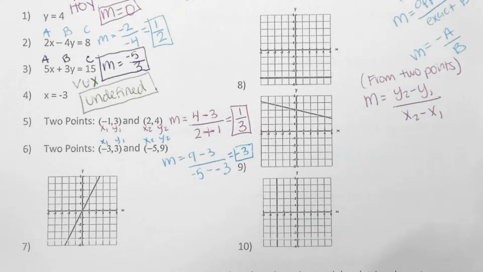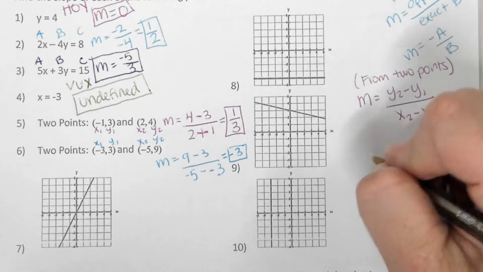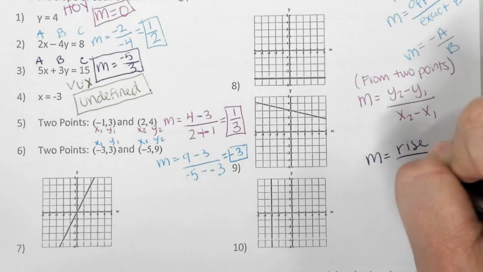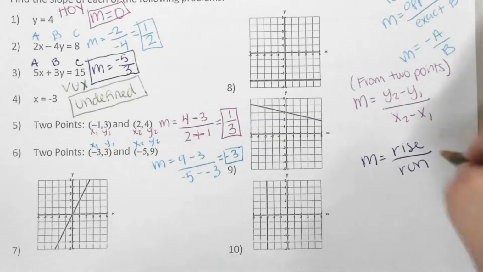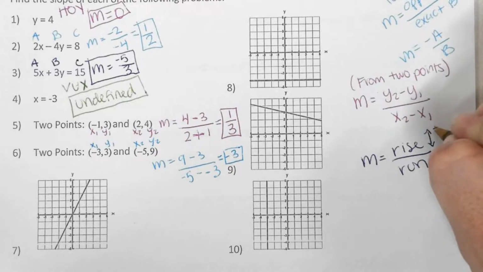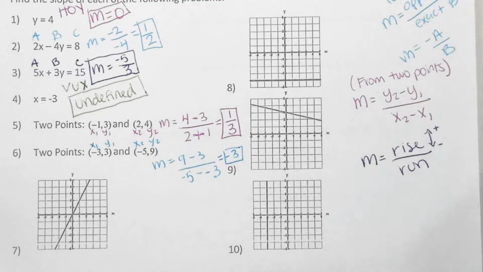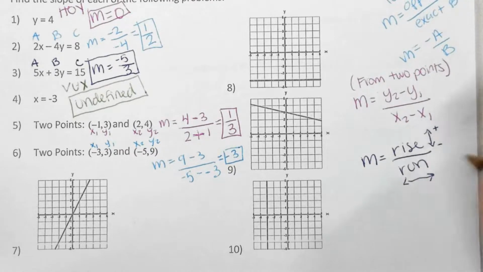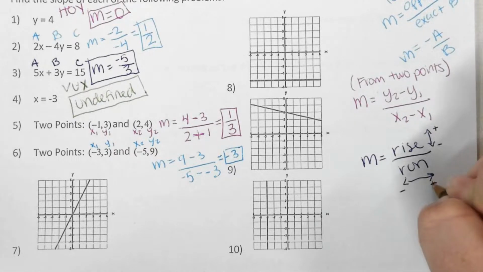Okay, so now finding slope from graphs. Just a reminder, it is rise over run. And remember, up is positive, down is negative for your top number. That's your up and down. While your side to side is your run, left is negative, right is positive.